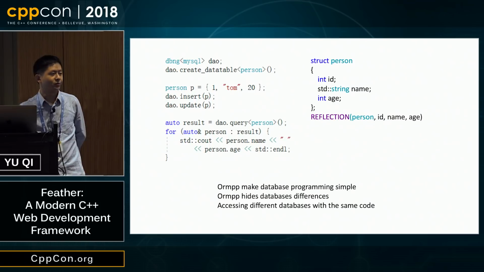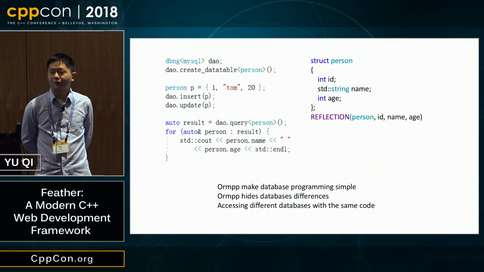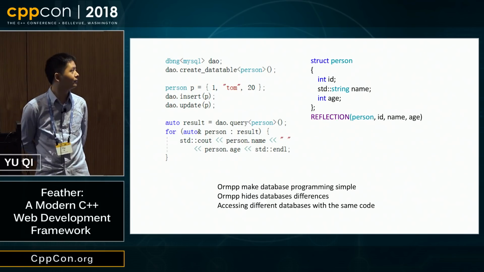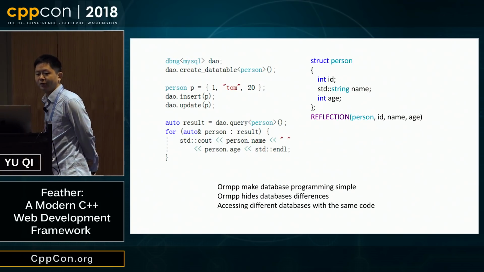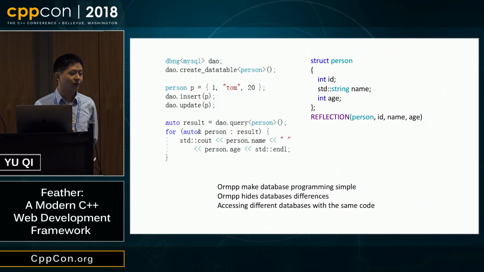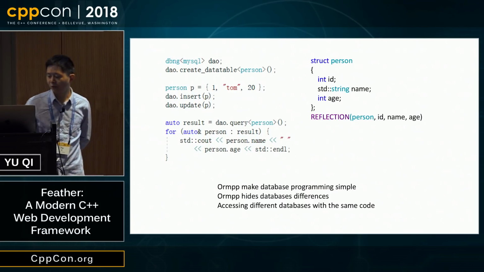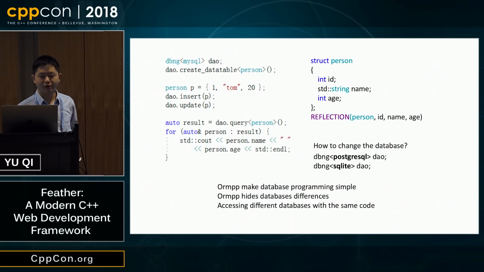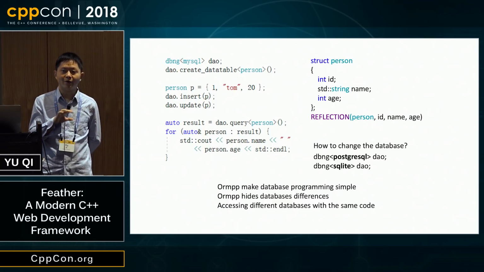Let's look at an example of ORMpp. Here, it's very easy to operate a database. ORMpp makes database programming simple and hides the differences between different kinds of databases. So you can easily change the database. How to do that? You just need to change the database type, and everything will be okay.